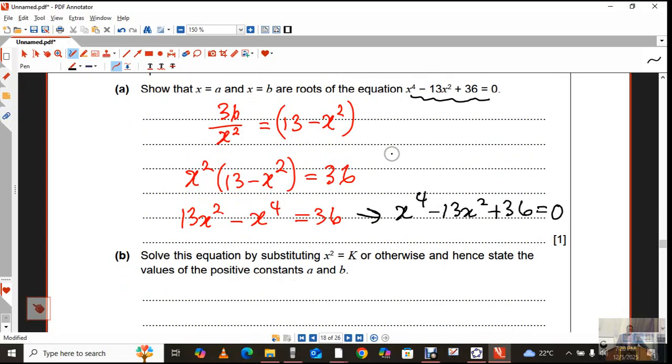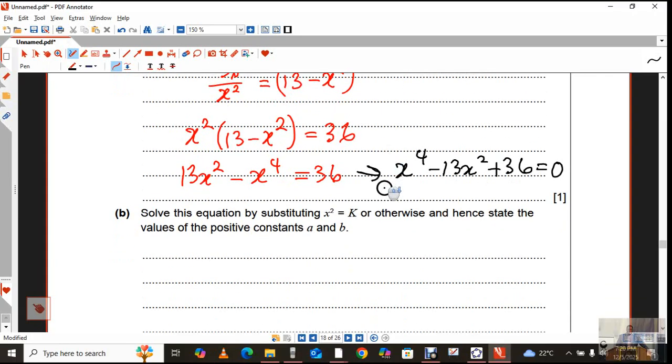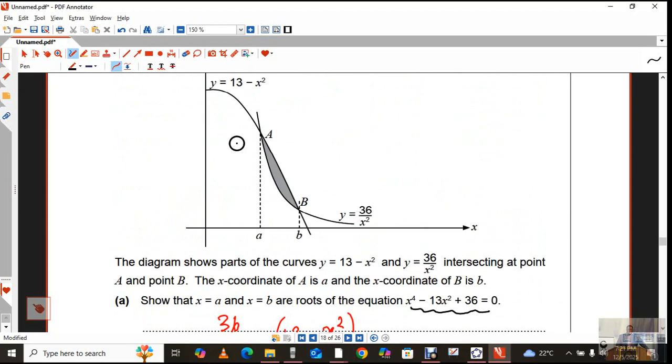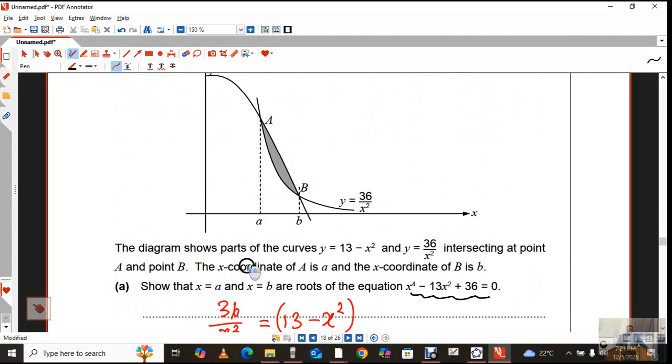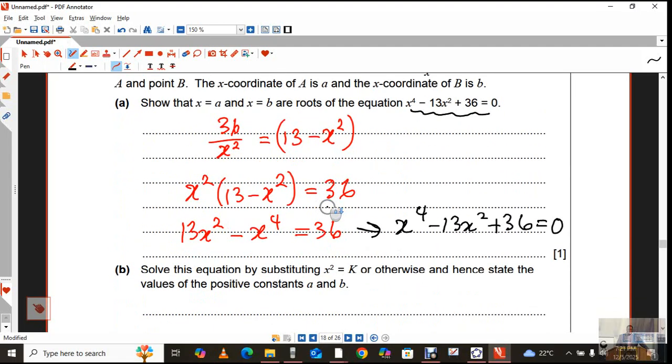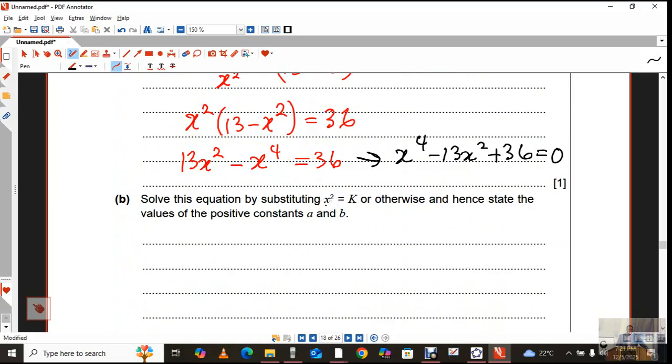Now they're saying solve by substituting x squared equals k, or otherwise. I'm going to leave it up to you. You can do the k substitution, but we are now going to look for the values of a and b. I know where this question is going. It's probably going to ask you to integrate, maybe to find the area between the curves. So that's why we need to find those limits, so to speak.